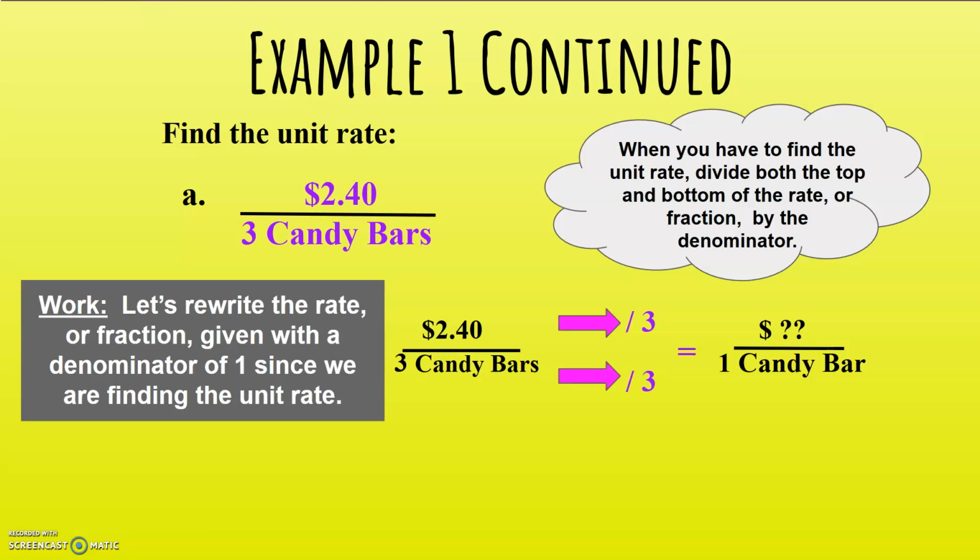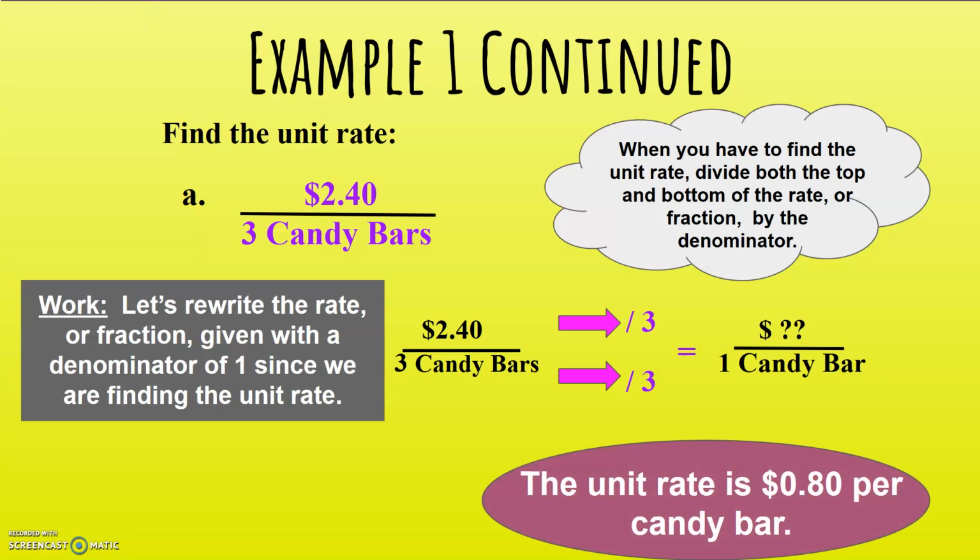How are we going to figure that out? By dividing by the denominator. 3 to 1. Divide by 3. $2.40 divided by 3 equals 80 cents. And you can do that on a calculator. You can do that by hand. Any way you figure that out is fine. The unit rate is 80 cents per candy bar. That's a pretty nifty sale.